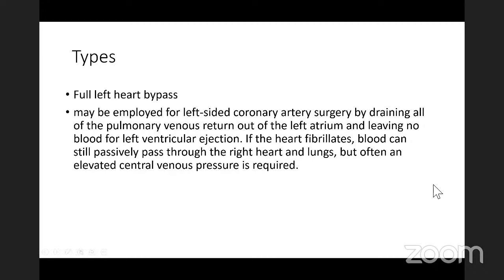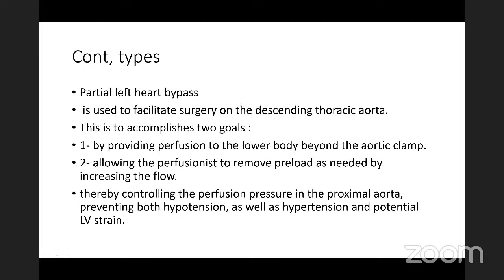The other type is the partial left heart bypass, which, as I mentioned earlier, is used in descending thoracic aorta surgery. This accomplishes two goals: providing perfusion to the lower body beyond the aortic clamp, and allowing the perfusionist to remove preload as needed by increasing the flow. Thereby controlling the perfusion pressure in the proximal aorta, preventing both hypotension as well as hypertension and potential LV strain.